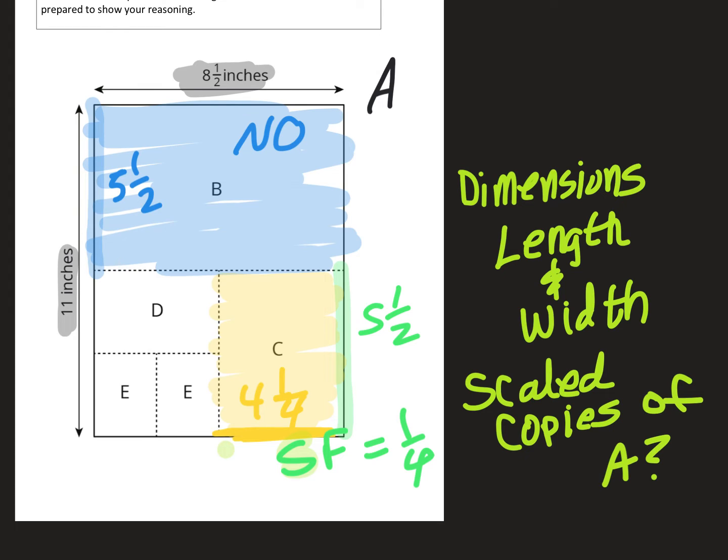Okay, for D, I think you guys can see where we're going with this. So what's between D and E? Which one's actually my scaled copy? E, right? Yep. E is, in fact, my last scaled copy. And for my length, I got 2 3/4, which is what you should have gotten.